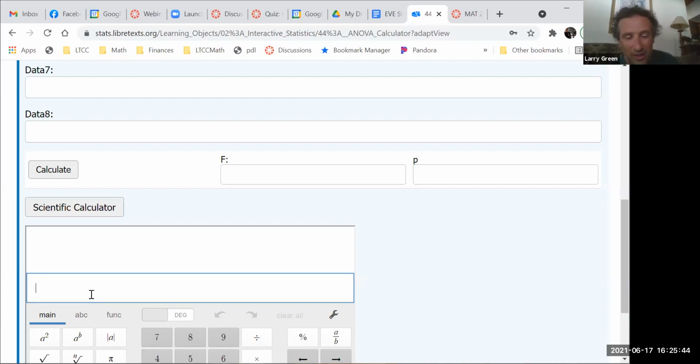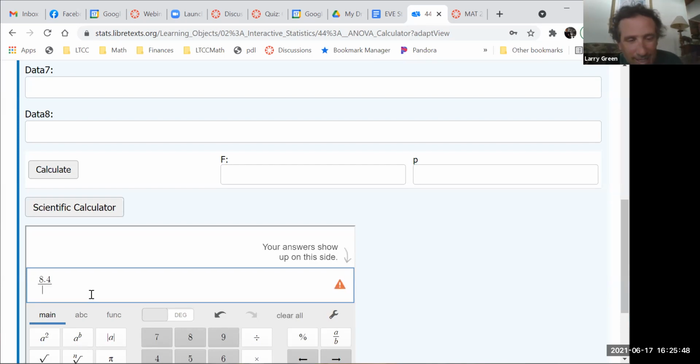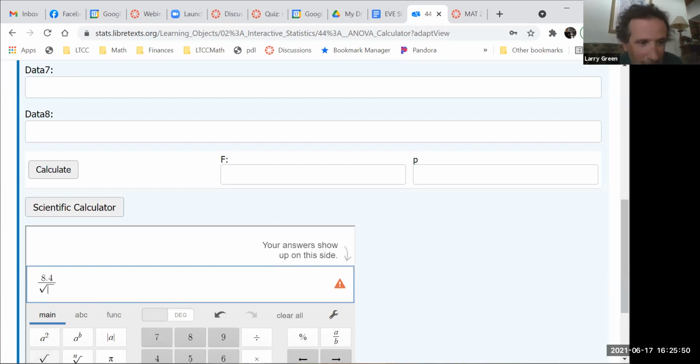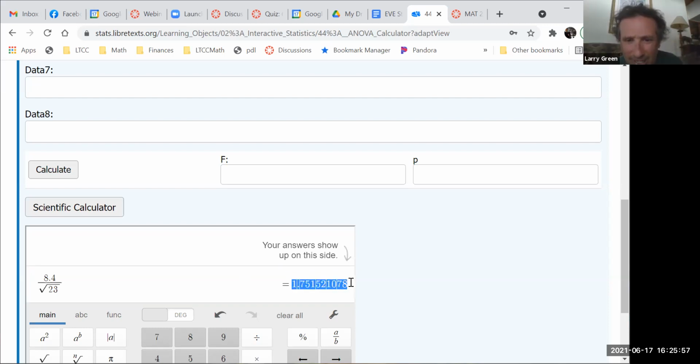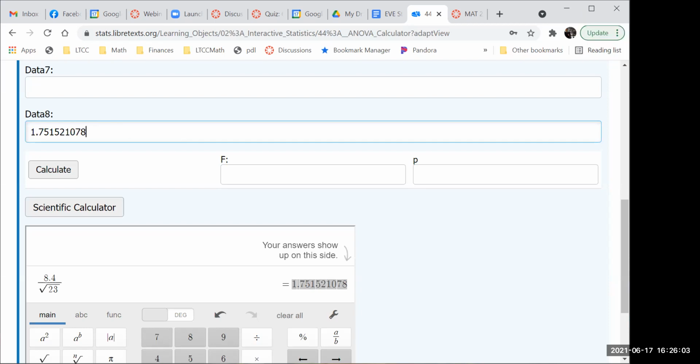So if you want to do basic, I don't know, 8.4 divided by the square root, I can click square root of 23. I'm just making some stuff up. And there it is, 1.75. And the nice thing is you can copy and paste. You can copy that and paste it wherever you want. Okay, yeah, that's really helpful. Thank you, that's a lot easier.